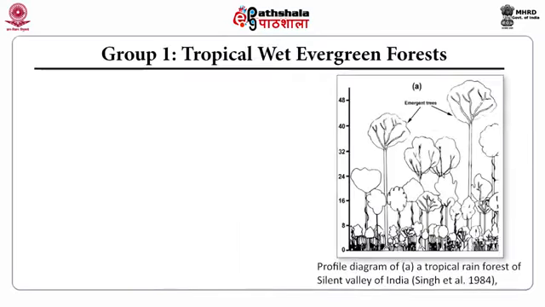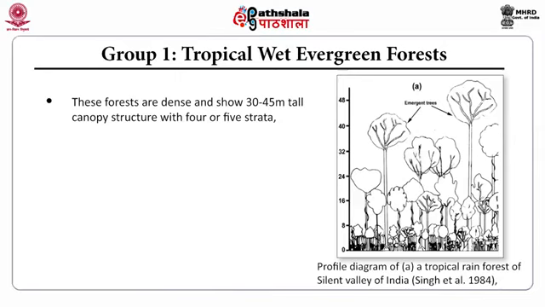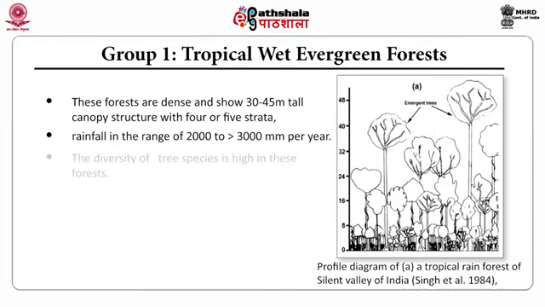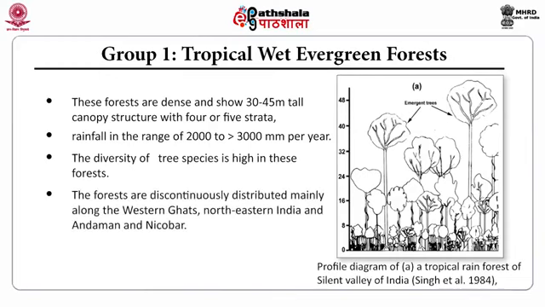We are discussing group 1, the tropical wet evergreen forests. These forests are dense and show 30 to 45 meter tall canopy structure with 4 or 5 strata. Rainfall is in the range of 2000 to greater than 3000 millimeter per year. Diversity of tree species is high in these forests. These forests are discontinuously distributed mainly along the Western Ghats, the northeastern India and the Andaman and Nicobar.